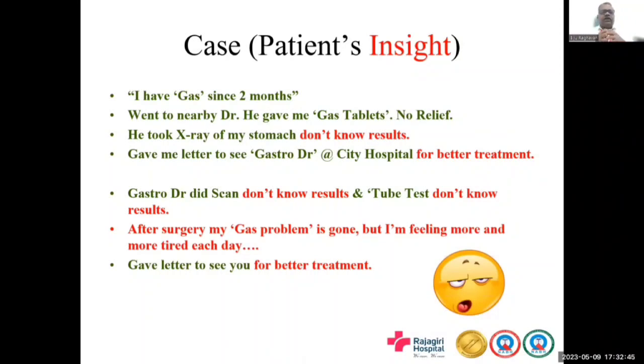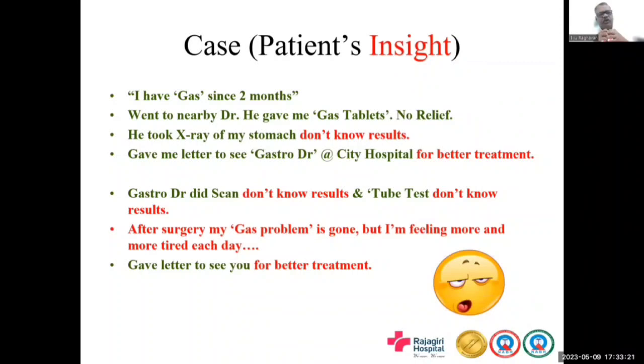Well, I've been having this gas since about 2 months, and I went to my local doctor. He gave me some gas tablets, which I took for about 1 week, and I had no relief. Then he took an X-ray of my stomach, and after that, he gave me a letter to go to the gastro doctor in the city hospital. Wait. Tell me, when the X-ray was taken, what did he tell you? What was the result? What was there in the X-ray?